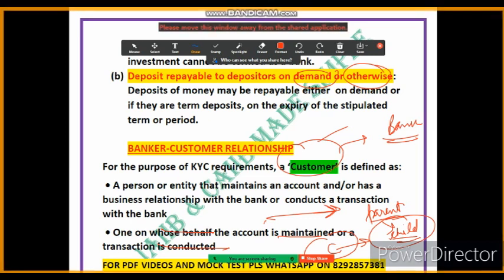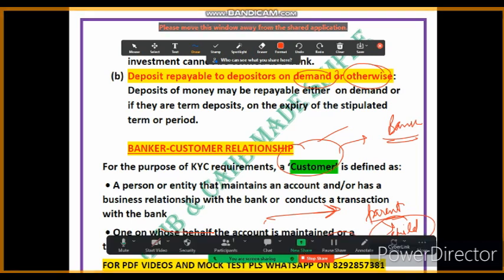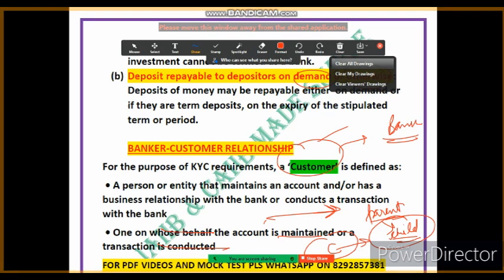The banker-customer relationship is defined by maintaining an account, having a business relationship, or conducting a transaction with the bank. Additionally, a customer can be someone on whose behalf the account is maintained or the transaction is conducted. So that's all we have discussed in this slide. Now let's move to the next slide. Let's see what content we have in the next slide.